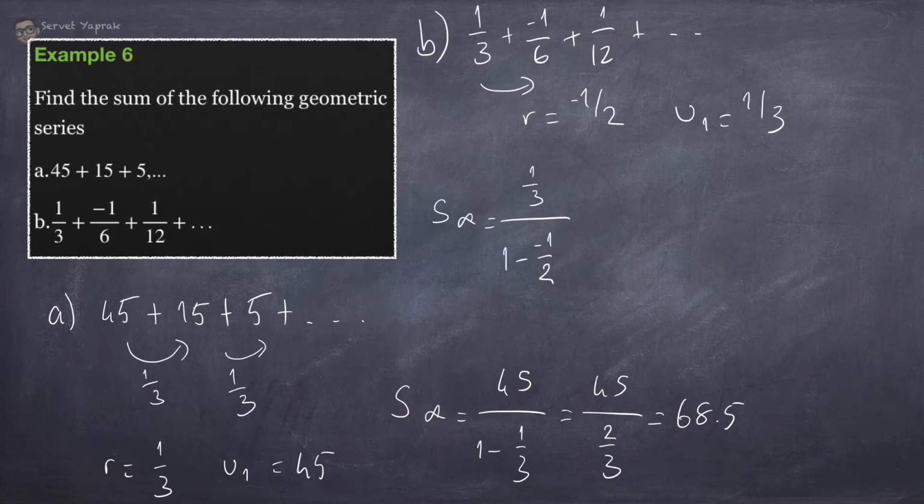So it is u1 over 1 minus r, 1/3 over 1 minus minus 1 over 2. There is 2 minuses, it will become plus. So 1/3 over 1 plus 1 over 2. And it is 1/3 over 3 over 2. And the result will be 2 over 9.